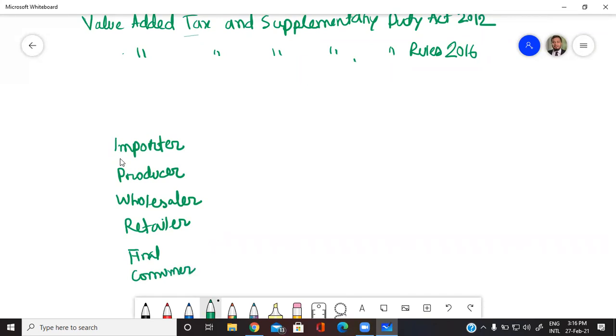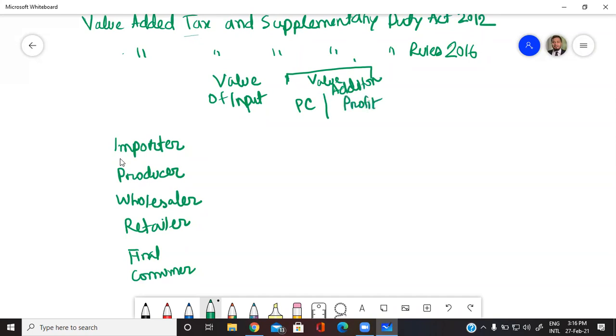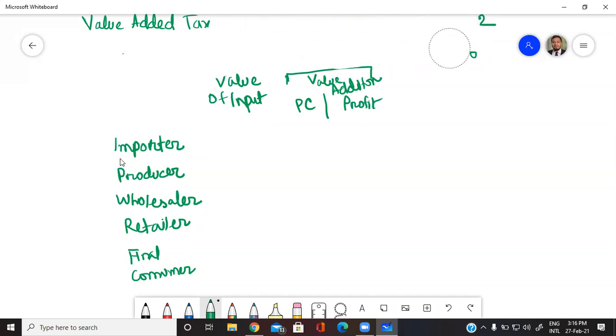And if we assume that there is an input value, and there should be some value addition, where there is some processing cost and some profit. And if we add the value addition with the value of input, we should have the value of output.